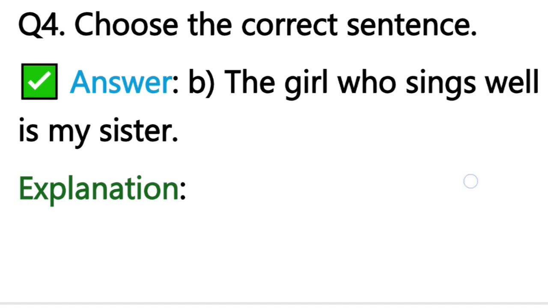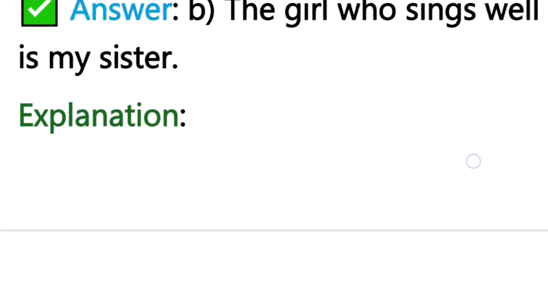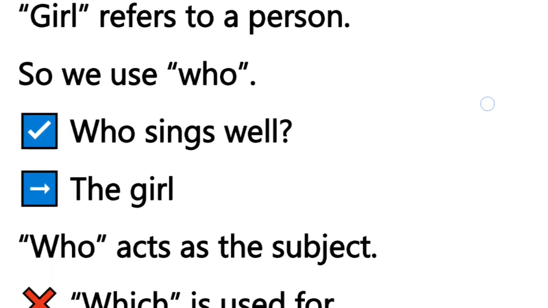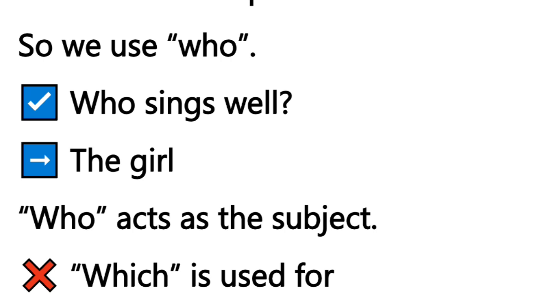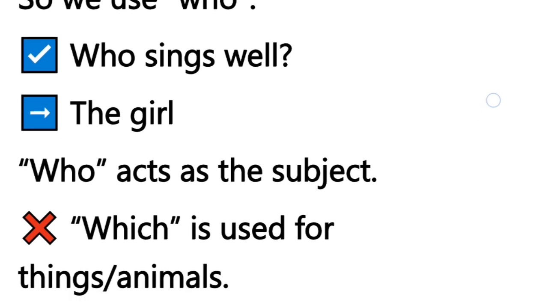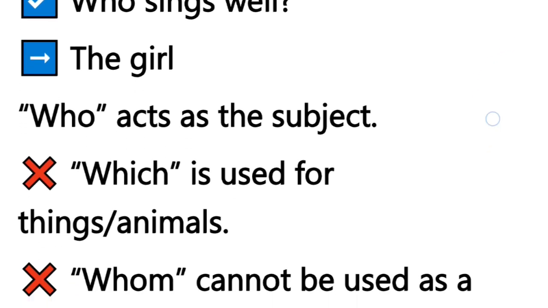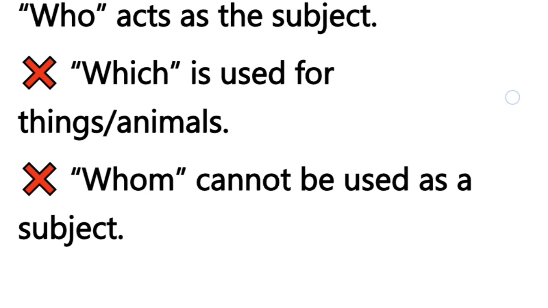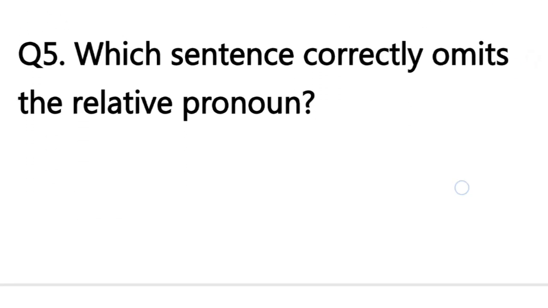Question number 4. Choose the correct sentence. And the answer will be option number B. The girl who sings well is my sister. We have used who with the person girl. Here girl refers to a person. So we have used who. Who sings well? The answer will be the girl. So who acts as the subject, which is always used for things and animals, and whom cannot be used because it is used only with the object and not the subject.